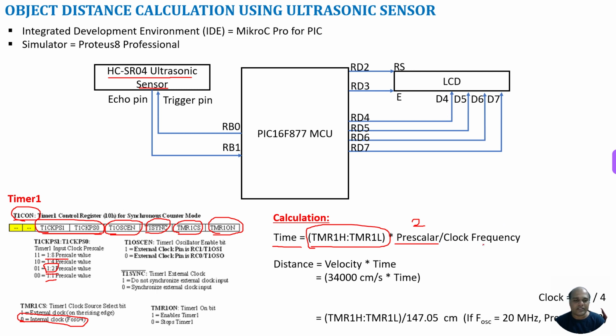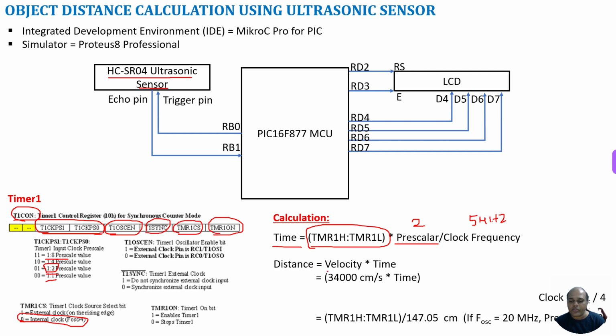The clock frequency is nothing but, we might connect a clock frequency of about 20 megahertz to our microcontroller. This 20 megahertz is internally divided by 4, so it becomes 5 megahertz. So I can use a clock frequency of 5 megahertz here. With the help of this, the timer 1 module content times the prescaler divided by the clock frequency, I can estimate the time. Then using this time, substituted in this equation, I can calculate the distance.